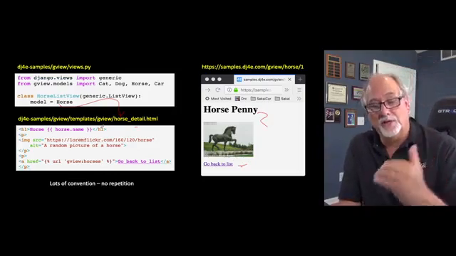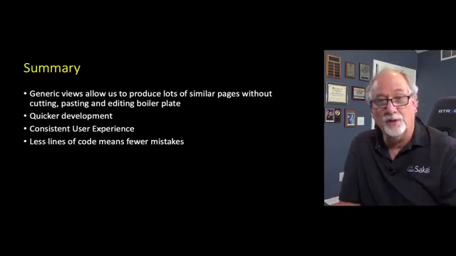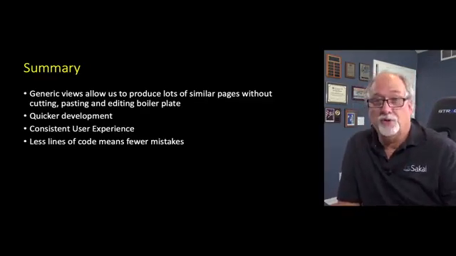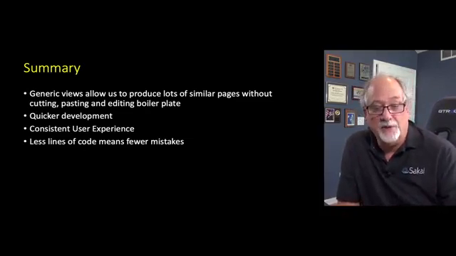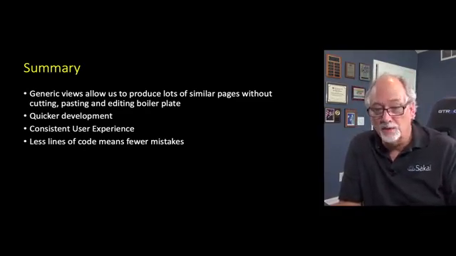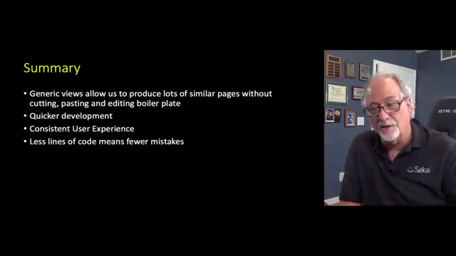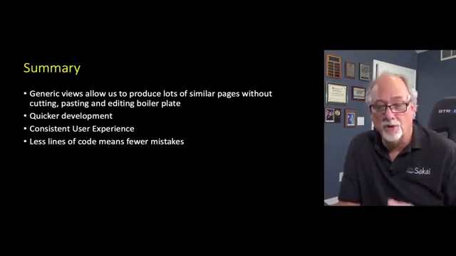And so using these generic views, you can make things really short and really succinct and really simple. So generic views are excellent. They allow us to produce lots of similar pages without repeating ourselves. They keep your code consistent. Repeating yourself, doing the same thing over and over, even if it seems quick to cut, paste, change, cut, paste, change, cut, paste, change. If you really want to build reliable code, code that's thousands and thousands of lines with hundreds of features, you don't want to be pasting the same thing over and over. And so less lines of code means fewer mistakes.